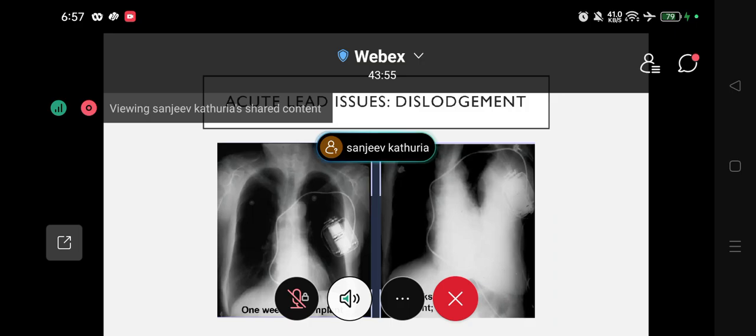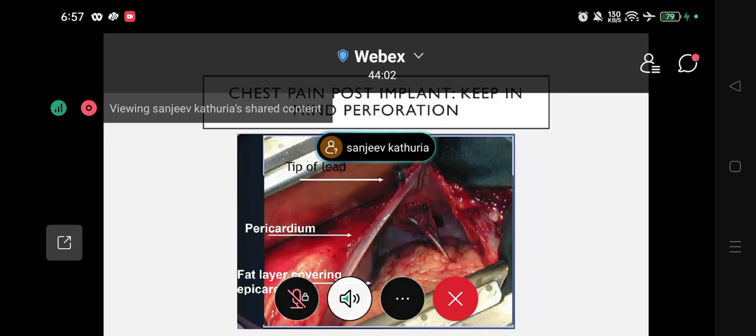So acute lead issues, you can have a perforation or a lead hanging. In this case, it is perforated. This was the video. This is from our own institute where we had this picture about 20 years back. The lead had perforated into the pericardium. And with the pericardial movement, every movement it was perceiving as a heart movement. And because of the external noises, the patient had to be operated.